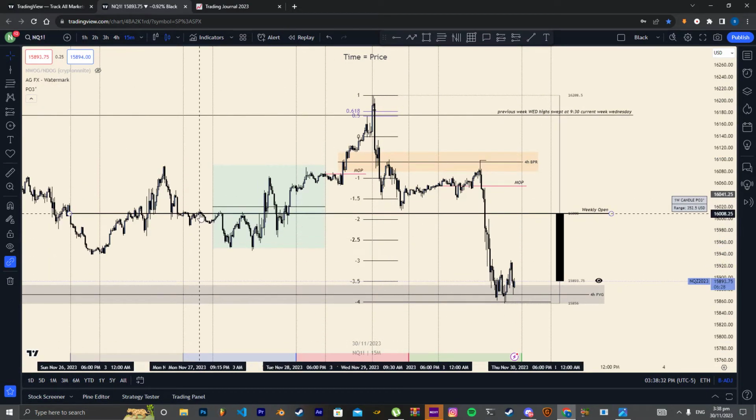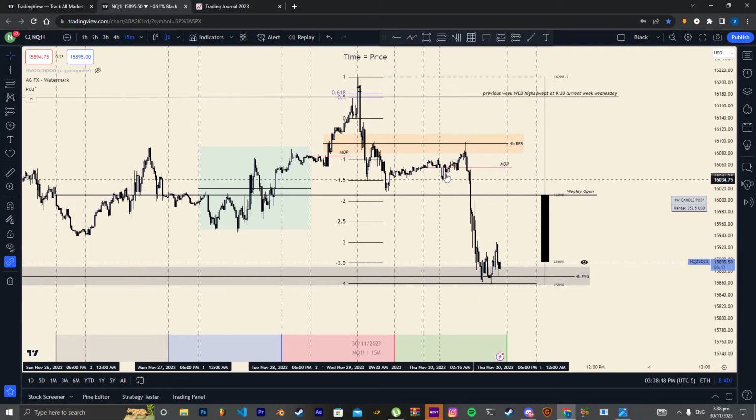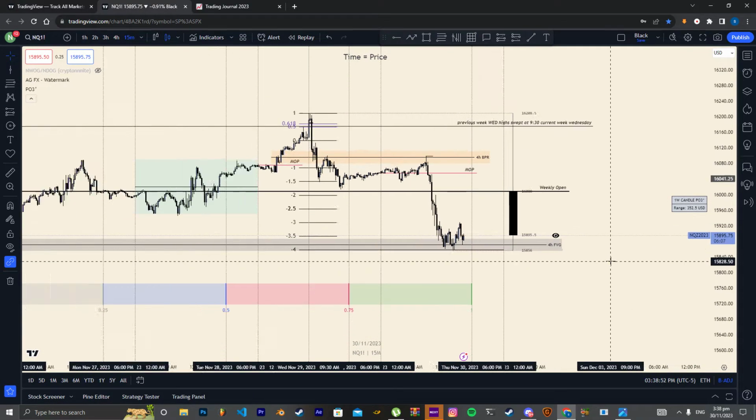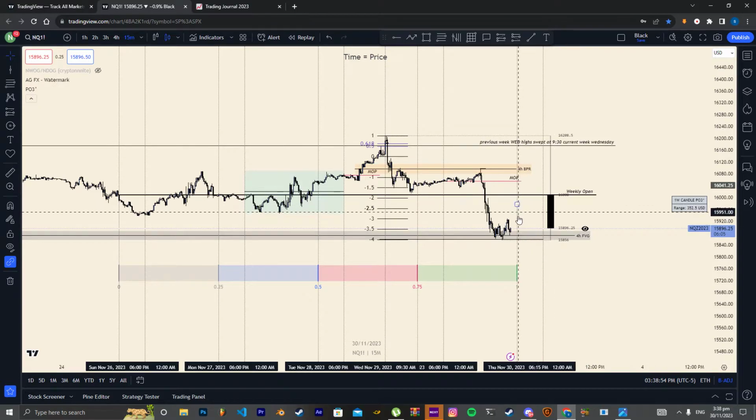our distribution. So if we outline our phases, we have Monday, which is a reversal day. We have Tuesday, which accumulates. We have Wednesday, which manipulates into the previous week Wednesday high at 9:30. And then we have Thursday distribute, okay? So Thursday distribute. So what can we expect for Friday? Well, one, we can expect for the Friday expansion candle lower.